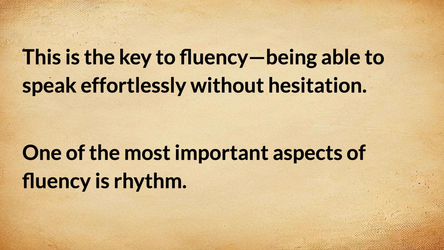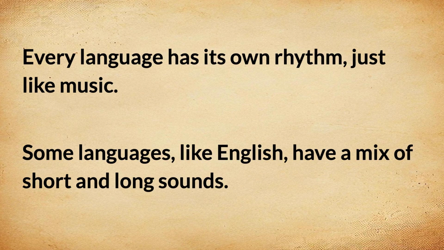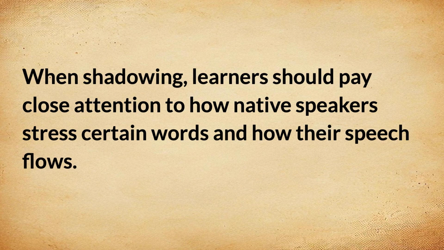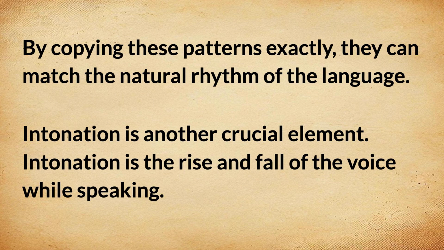One of the most important aspects of fluency is rhythm. Every language has its own rhythm, just like music. Some languages, like English, have a mix of short and long sounds. Others, like Italian or Spanish, have a more even melodic rhythm. When shadowing, learners should pay close attention to how native speakers stress certain words and how their speech flows. By copying these patterns exactly, they can match the natural rhythm of the language.